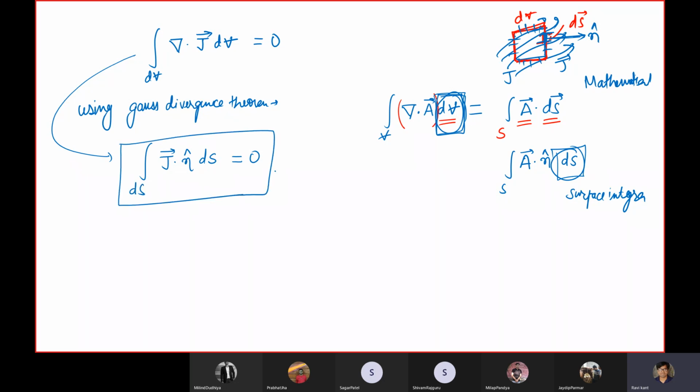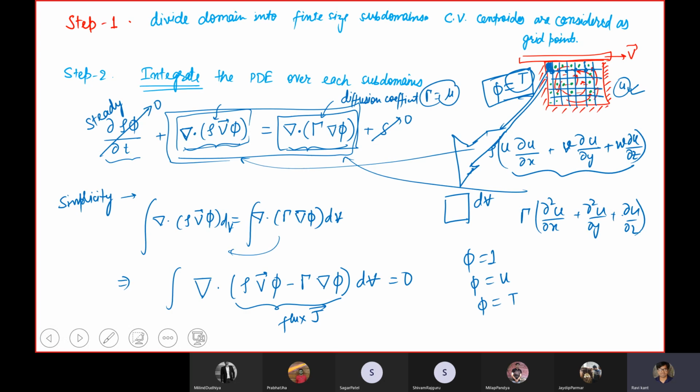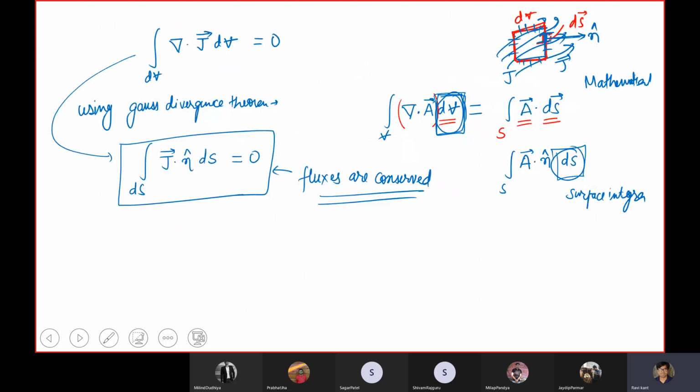Now this gives you a notion that your fluxes are conserved in some sense, isn't it? Isn't it so beautiful that we have started with some generic PDE, and now we tell that your fluxes will be conserved? J is a function of your phi, so whatever your phi is, maybe your mass flux or momentum flux or any flux, will be conserved around the boundary of this domain.